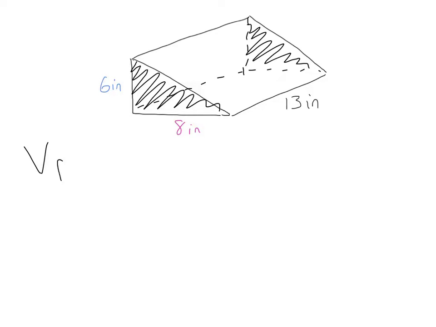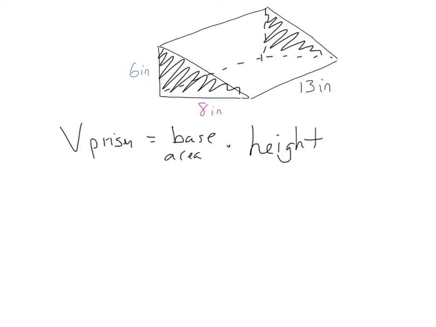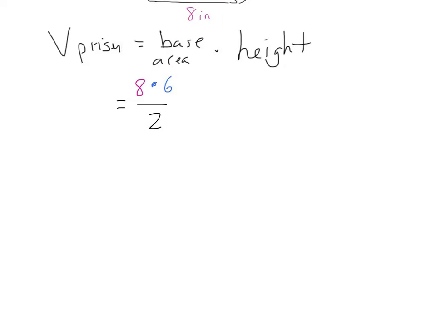So what did we say the volume of a prism was? We said it was equal to the area of the base times the height. The area of the base would be made up of, well, the area of a triangle is base times height divided by 2. So we're just looking at this triangle right here. How do we find the area of that? The base of the triangle would be 8 times the height 6, and we divide all that by 2. 6 times 8 is 48, divided by 2 would equal 24.